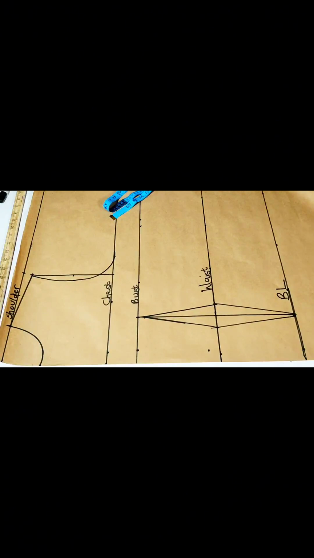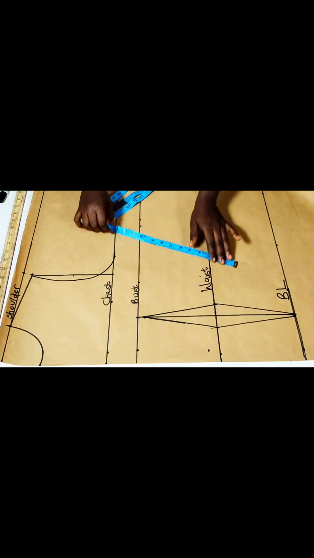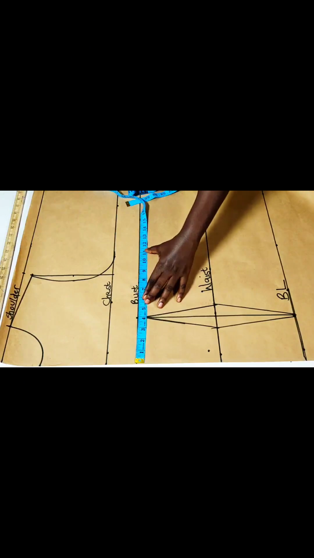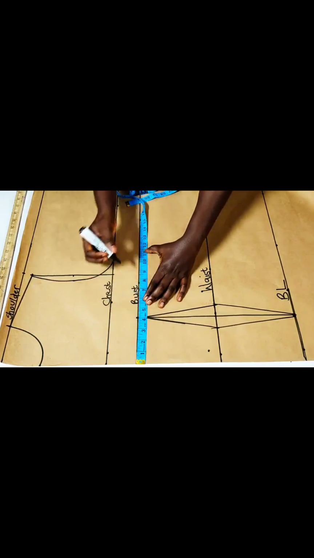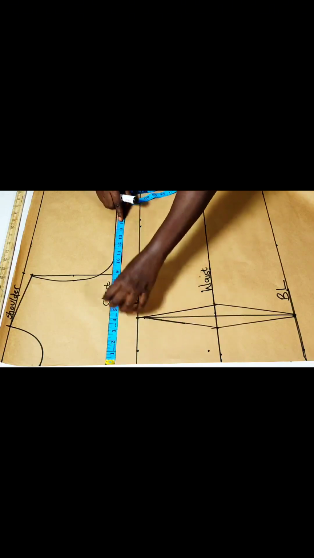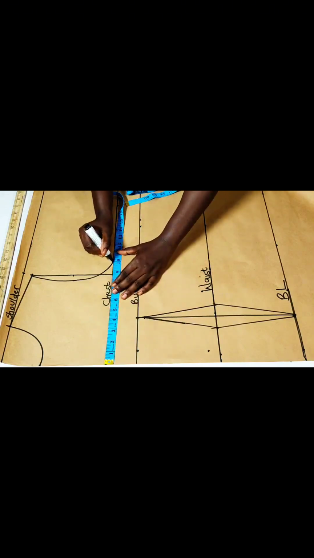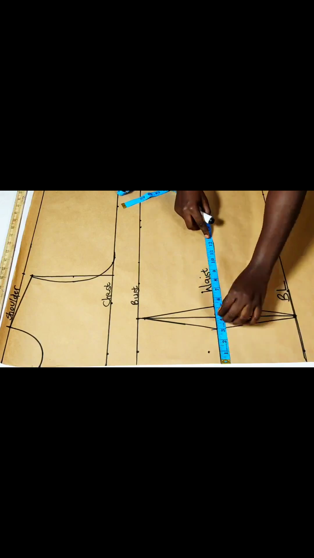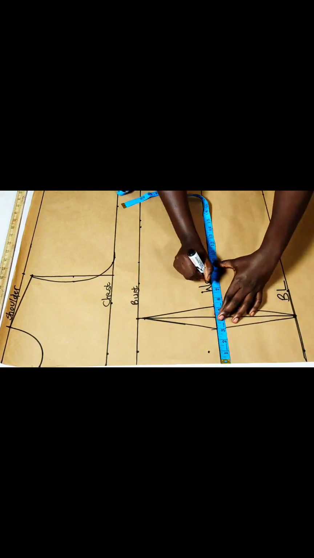Now it is time to insert our circumferences, the circumferences you took, and this time around you divide them by 4. So your bust circumference divided by 4. My bust is 40, divided by 4, I had 10. So I marked it on my bust line, and I marked the same 10 inches on my chest line.